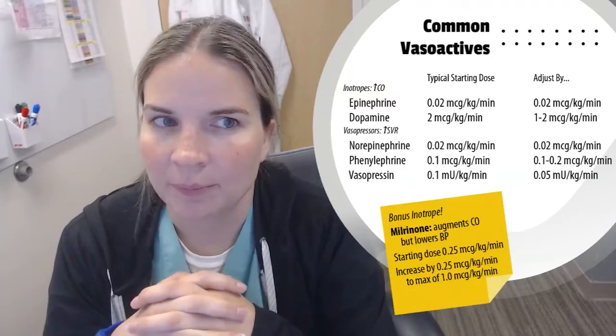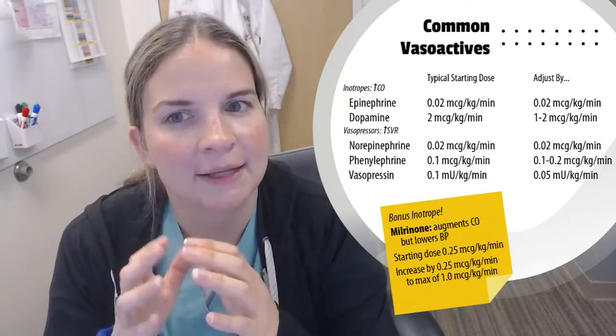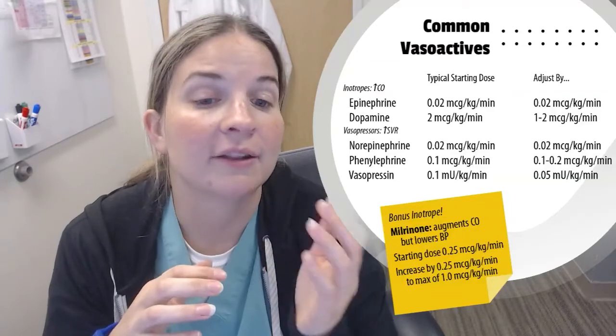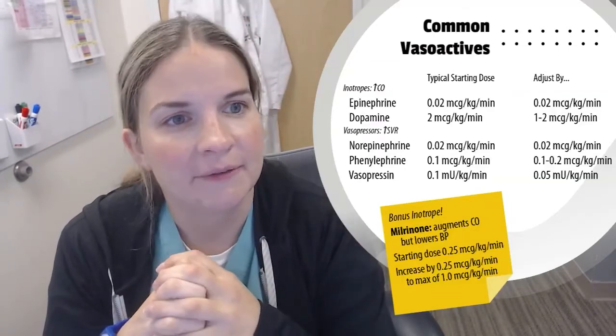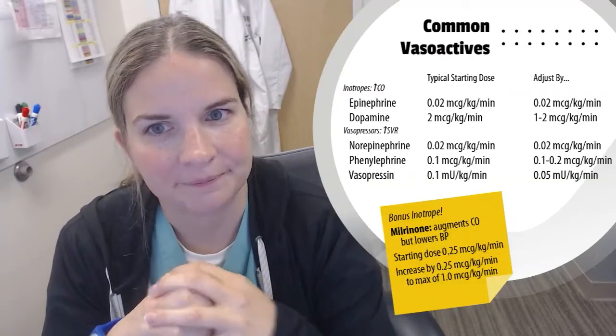One additional agent you are likely to encounter is milrinone. It's an inotrope, but unlike the others on this list, it's not used to augment blood pressure, as it will actually tend to lower pressure. It's used specifically in patients with impaired cardiac function.